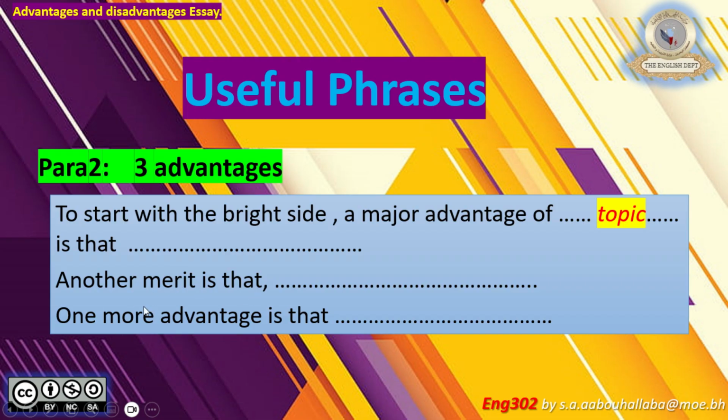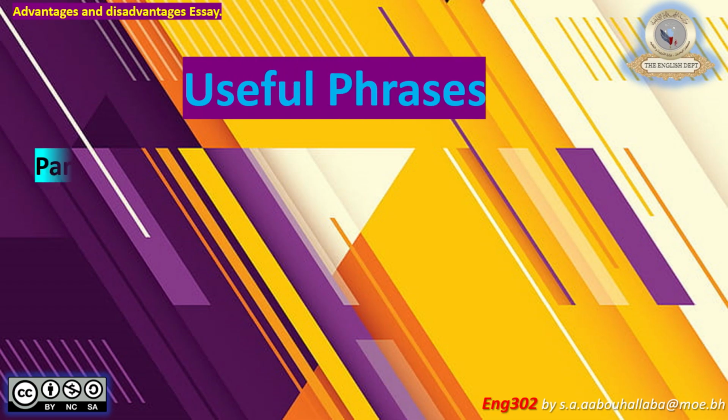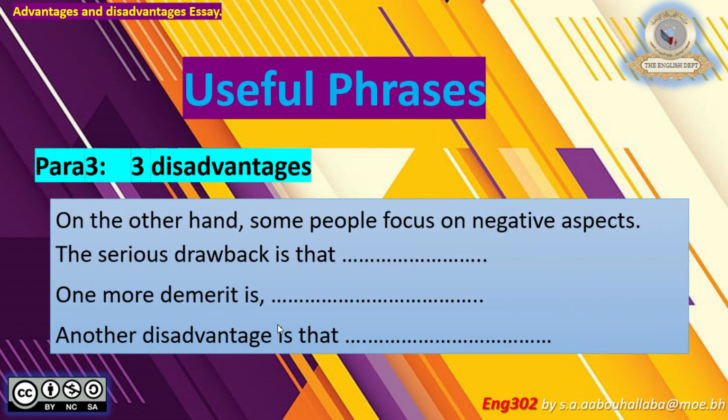Okay? One more advantage is that, again, remember that with every advantage you need to give details or examples, supporting ideas or supporting sentences about that advantage. Then we come to the disadvantages paragraph. And in the same way, we start by, on the other hand, some people focus on negative aspects.